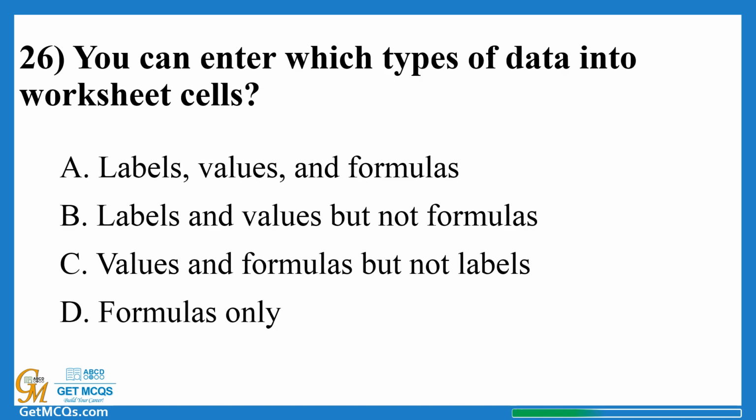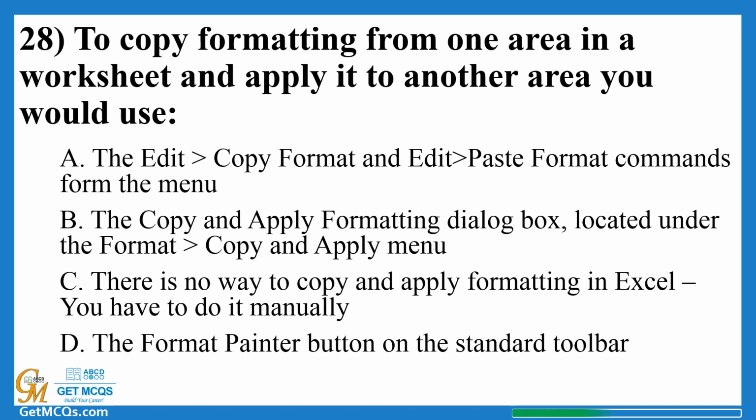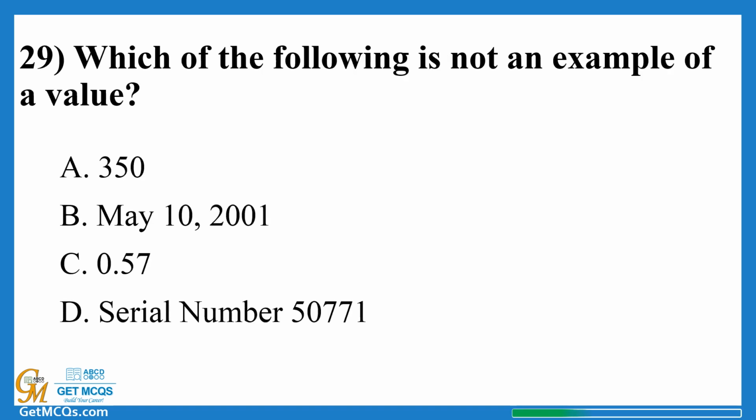26. You can enter which types of data into worksheet cells? Answer, A. 27. Rounding errors can occur. Answer, A. 28. To copy formatting from one area in a worksheet and apply it to another area you would use. Answer, D. 29. Which of the following is not an example of a value? Answer, D.